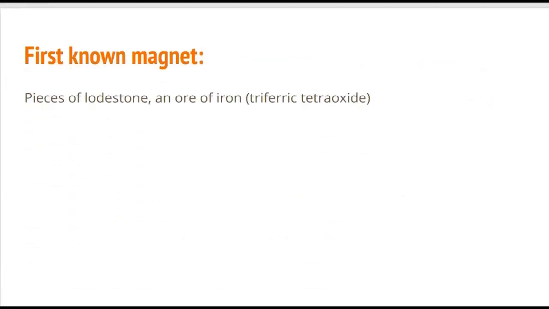First known magnet. So what was the first known magnet to human beings? They were pieces of lodestone, L-O-D-E-S-T-O-N-E. What is lodestone? It is an ore of iron, which is actually triferric tetroxide, Fe3O4. This is the chemical formula. So this is actually a magnetic ore of iron. It has the magnetic properties. In common language, we call it lodestone. So this was the first known natural magnet. This is a piece of information that can come in your exam.